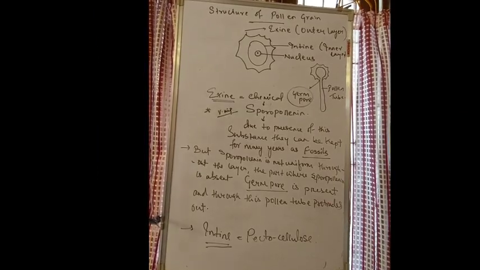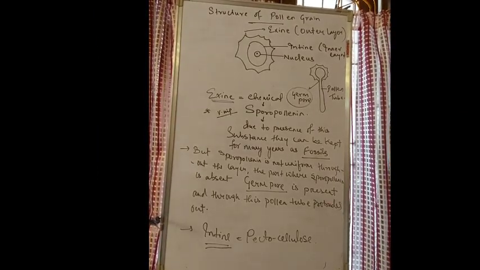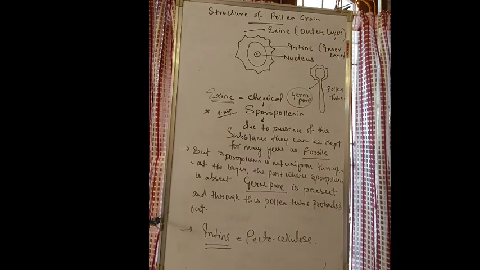Now next we will see the structure of the pollen grain, or the structure of the microspore. You can see the pollen grain consists of 2 layers, inner and outer. The inner layer is generally smooth, but the outer layer is rough in structure and it is hard. The inner layer is known as intine and the outer layer is known as exine. Remember that, intine and exine.